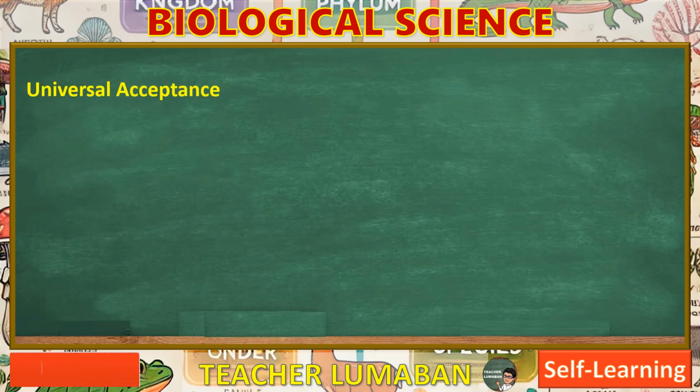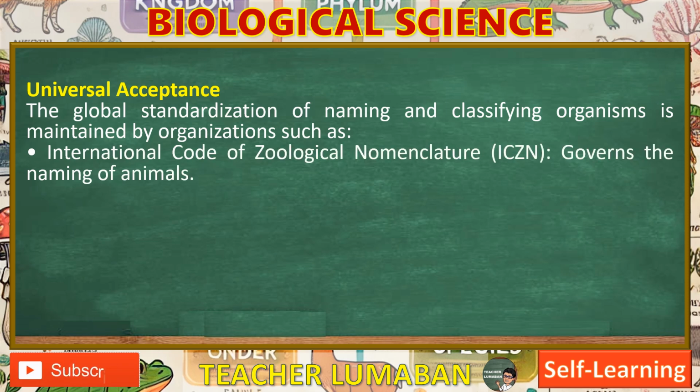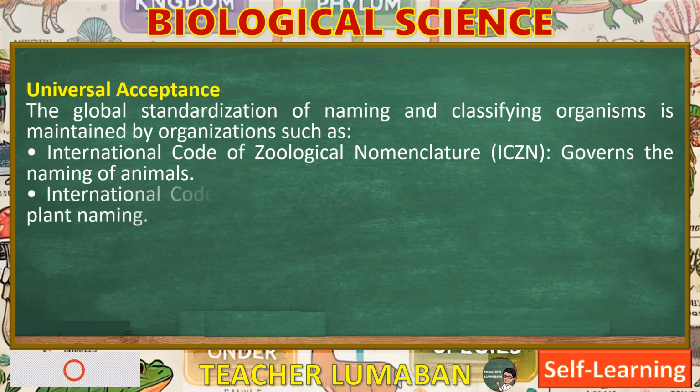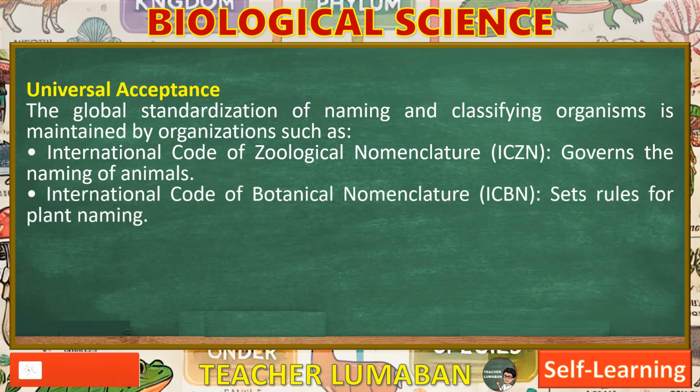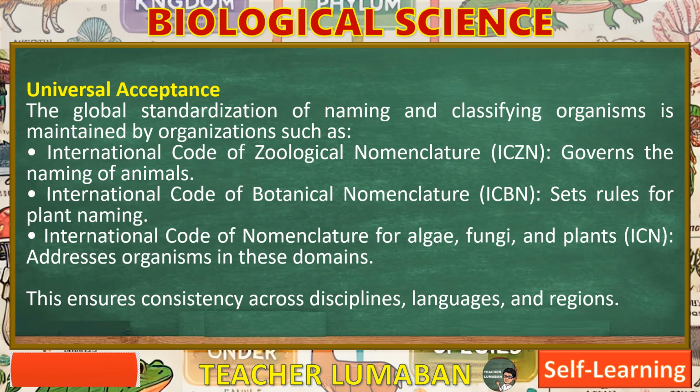Universal acceptance. The global standardization of naming and classifying organisms is maintained by organizations such as the International Code of Zoological Nomenclature, ICZN, which governs the naming of animals. International Code of Botanical Nomenclature, ICBN, sets rules for plant naming. International Code of Nomenclature for Algae, Fungi, and Plants, ICN, addresses organisms in these domains. This ensures consistency across disciplines, languages, and regions.